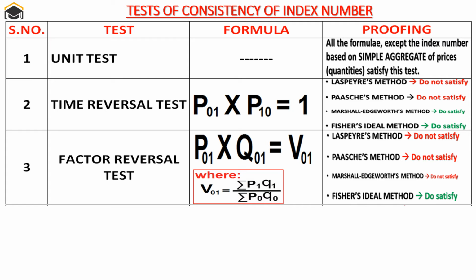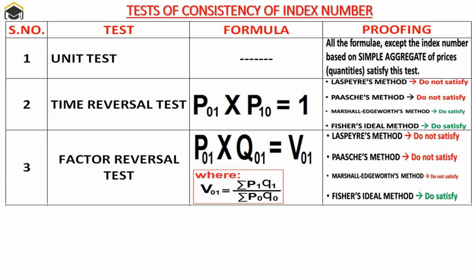What is the formula? The formula is P01 × Q01 = V01. P01 is the price index of the current year based on the base year, Q01 is the quantity index of the current year based on the base year, and V01 is the value index of the current year based on the base year. V01 is equal to summation P1Q1 divided by summation P0Q0. This is the formula of V. So who is going to satisfy this factor reversal test?